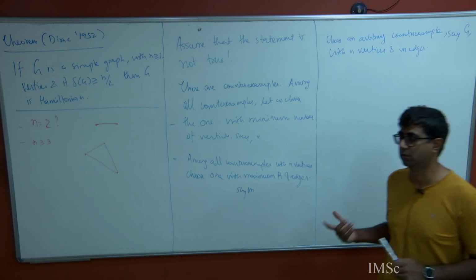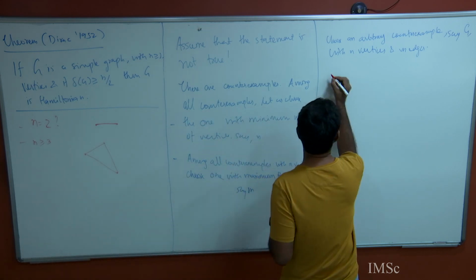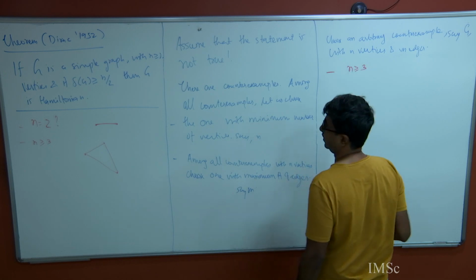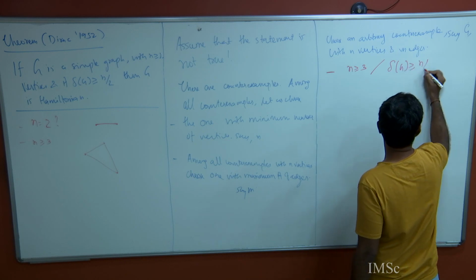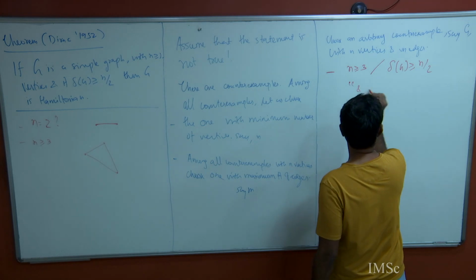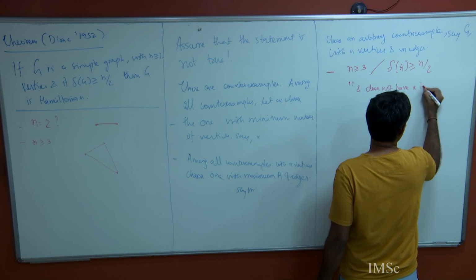What is the meaning of counterexample? So first of all, this G has n vertices and m edges, and what all things does it satisfy? First of all, n is at least 3, and the minimum degree of this graph is at least n by 2. This is what we know. And what is our claim? It satisfies that the number of vertices is at least 3 and minimum degree is at least n by 2, but it does not have a Hamiltonian cycle.